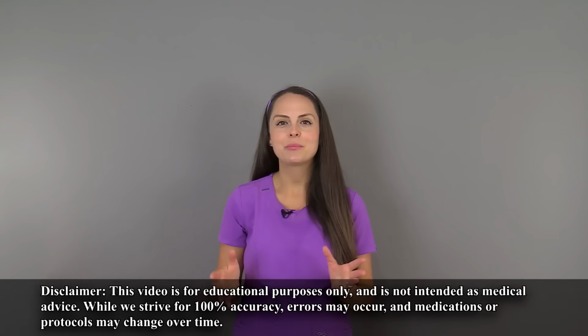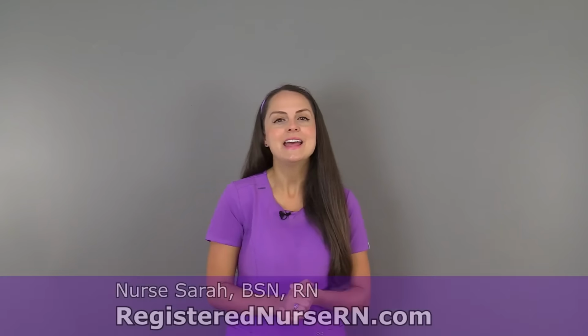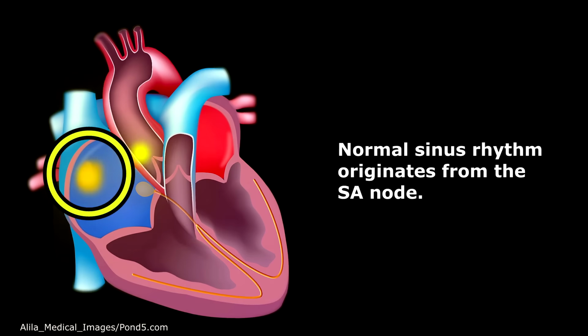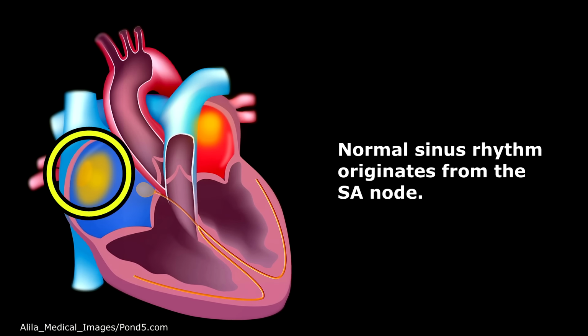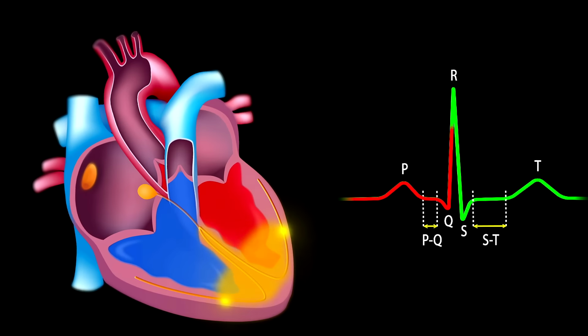So in order to interpret an ECG, you have to know what it should normally look like. So with sinus rhythm, this rhythm originates from the SA node, which is known as the sinoatrial node. And the SA node is really the beginning part of the electrical conduction system. And this is where we want our heart rhythms to originate so we have a normal rhythm in our patient.